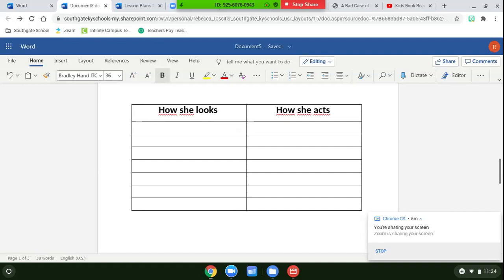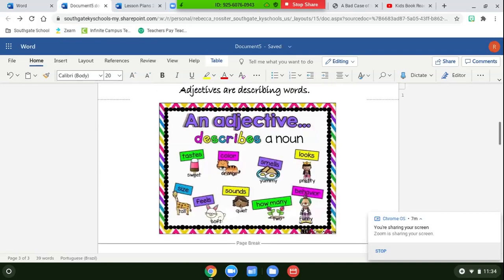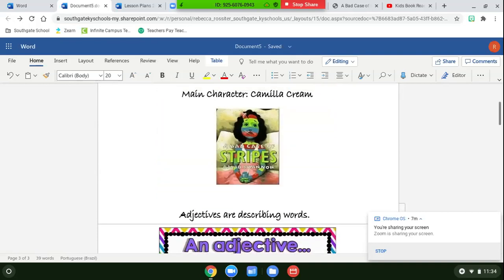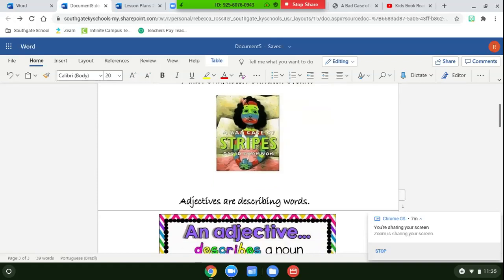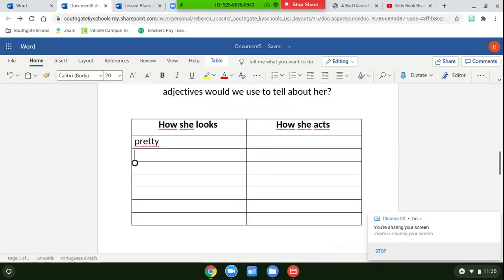Okay, so how does Camilla Cream look? So you start thinking, well, I think she's pretty. And we know that she likes to dress well and she likes to have nice clothes, but I think she's a pretty girl. Let me go back to my picture of Camilla Cream so I can see. In this picture, it looks like she has black hair. And we know that black is an adjective that describes things. I wouldn't just put the word black here because it doesn't tell me what part of her is black. So I would put black hair right there.